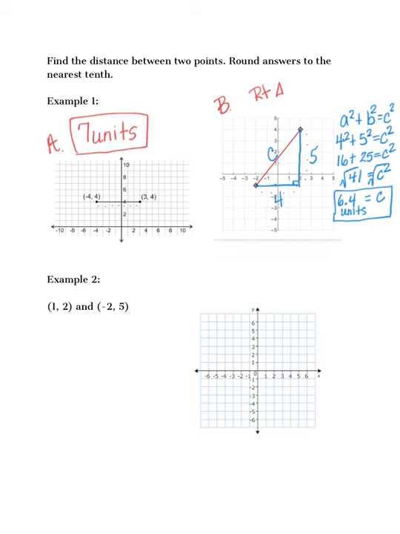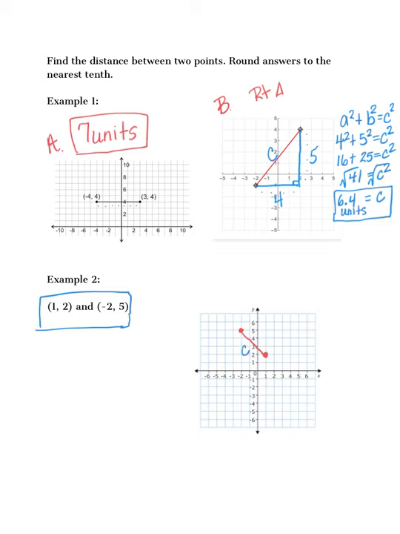All right, example 2. Same thing, but sometimes instead of giving you a picture, sometimes they just give you the 2 ordered pairs, and you have to create your own picture. So I'm going to start by graphing those 2 ordered pairs. So I'm going to graph 1, 2, and then I'm going to graph -2, 5. And I want to know the distance between those 2 points.